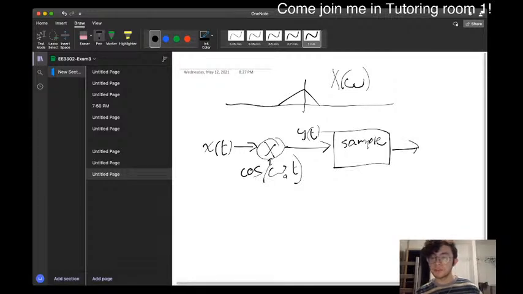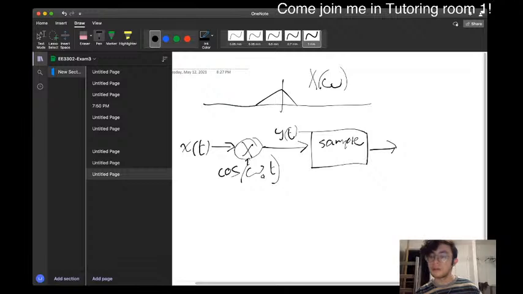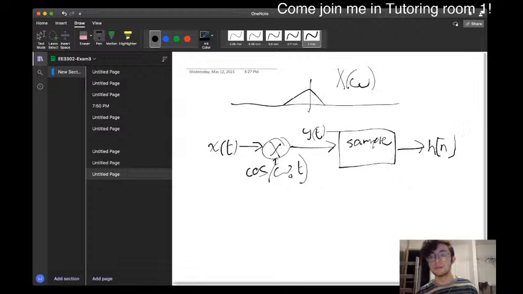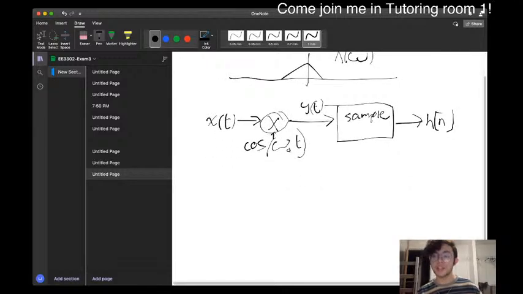And this will give us, let's say, h of n. Let's define some discrete time signal. That's what we want. So we want to multiply, so this modulated signal, or x, and we want to sample that modulated signal.